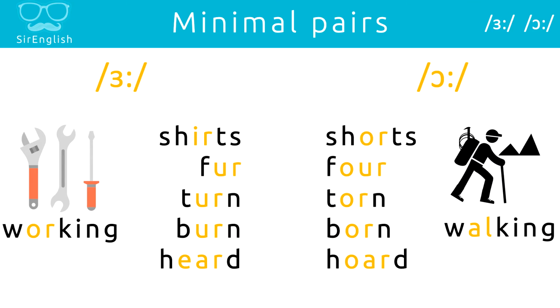Now let's look at the minimal pairs for these two sounds. The first sound is on the left and or is on the right. So listen to each pair and repeat. Shirts, shorts. Fur, for. Turn, torn. Burn, born. Herd, hoard. Working, walking.